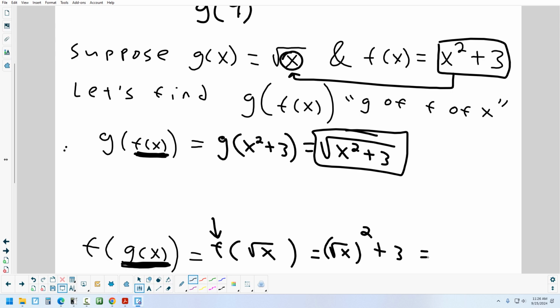Now, when we did that up above, nothing simplified. You can't simplify what's in this box at all. But this one does simplify. What's the square root of x squared? It's just x. So in this case, that is the final answer. And again, the point I'm trying to show you here is that g of f and f of g are different. Any questions on that one?